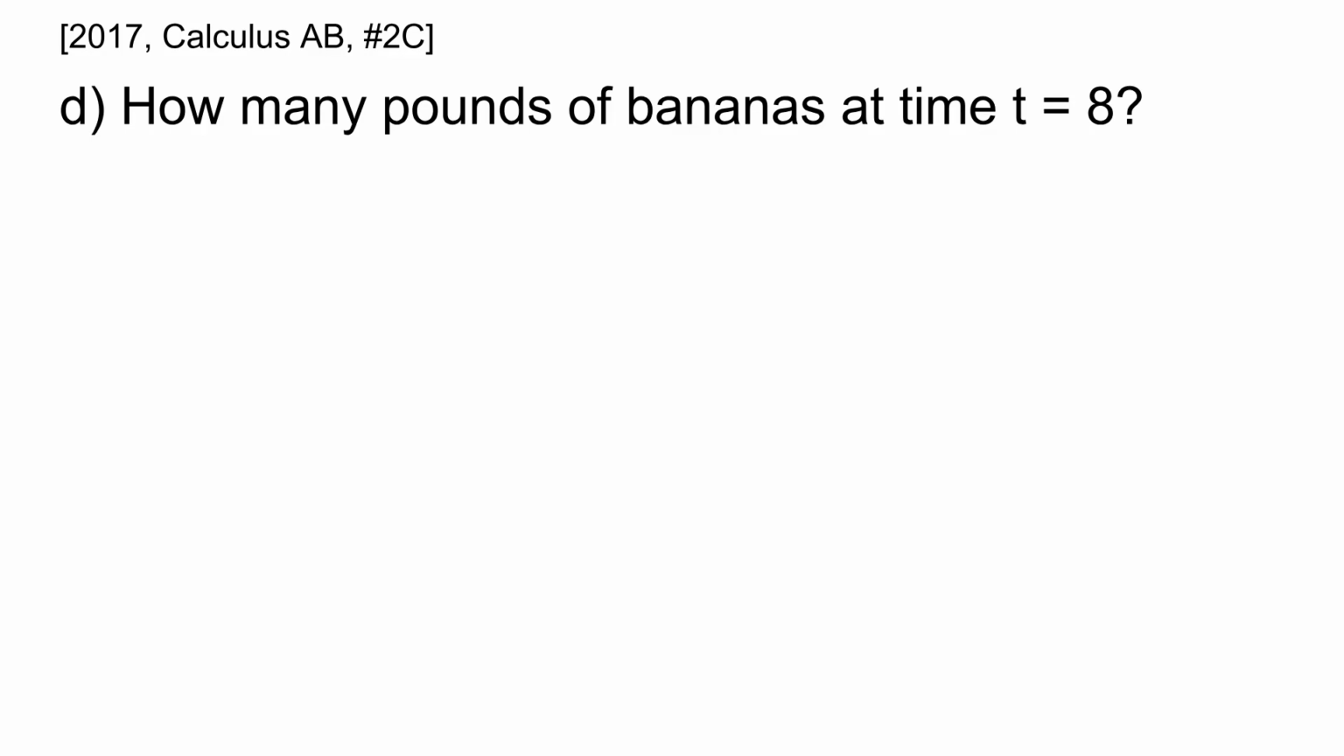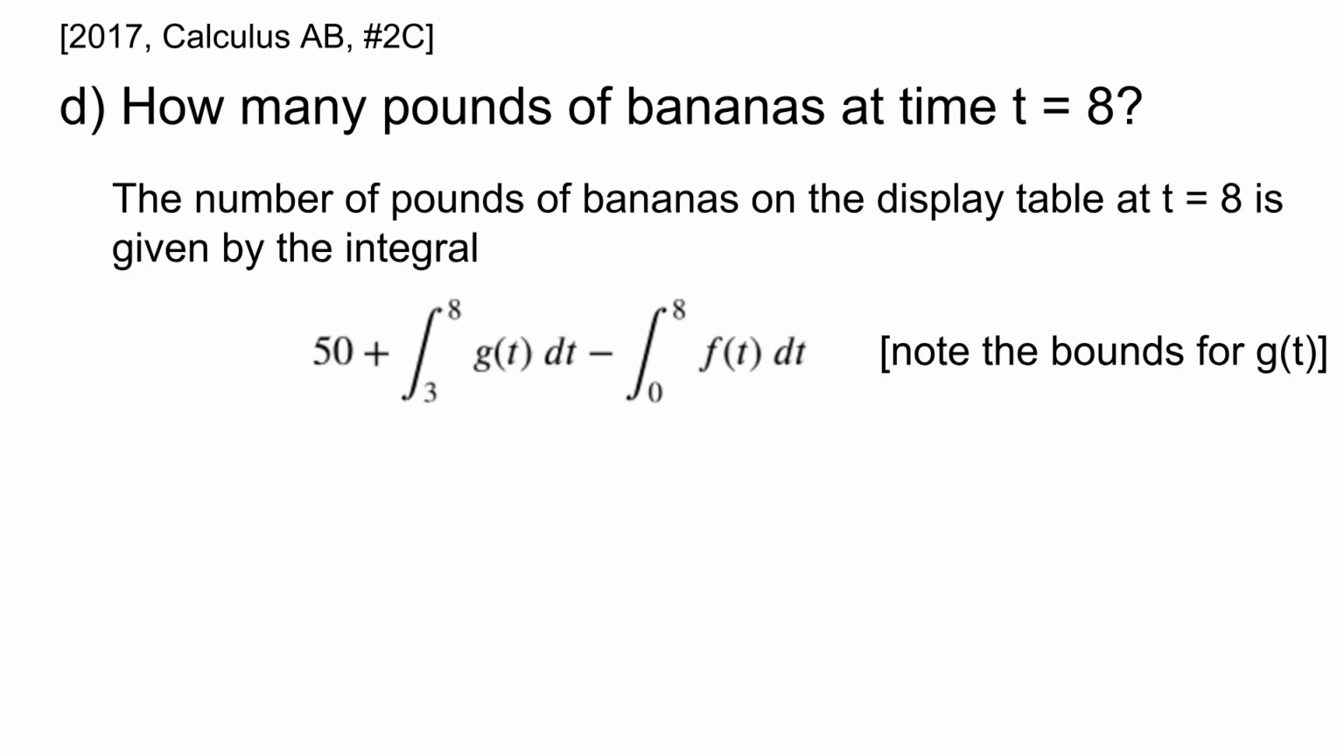In part D of this question, we are asked how many pounds of bananas are on the display table at t equals 8. The number of pounds of bananas on the display table at t equals 8 is going to be given by the integral 50 plus the definite integral from 3 to 8 of g of t dt minus the integral from 0 to 8 of f of t dt, and then note the bounds for g of t. G of t only applies starting when the store has been open for 3 hours.